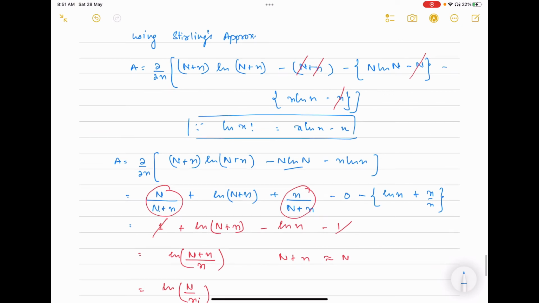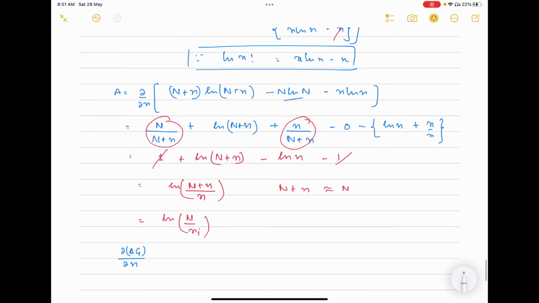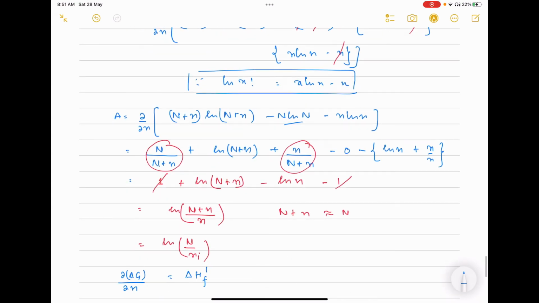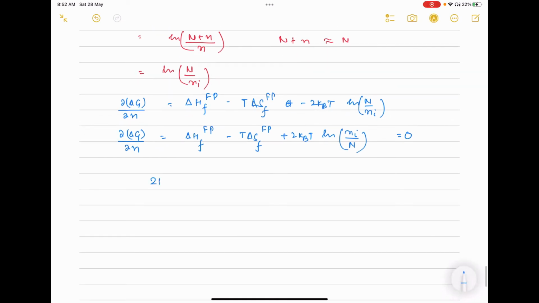So using this in the equation, we get ∂(ΔG)/∂n equals ΔHF minus TΔSF minus 2kBT ln(N/n_i). So this becomes ∂(ΔG)/∂n equals ΔHF minus TΔSF plus 2kBT ln(N_i/N). So now for this to be at a maximum, the derivative should be 0. So this becomes 2kBT ln(N_i/N) equals minus ΔHF plus TΔSF.